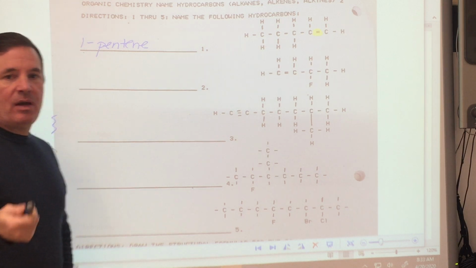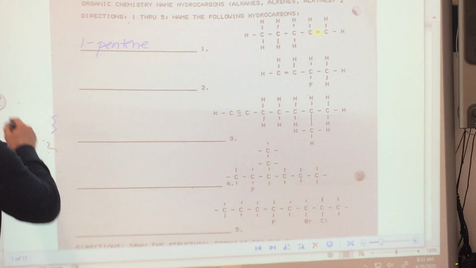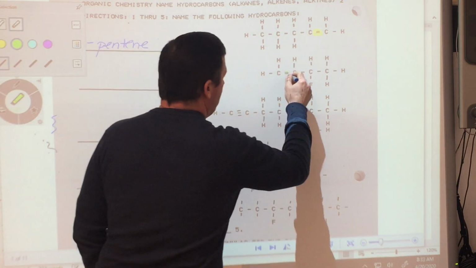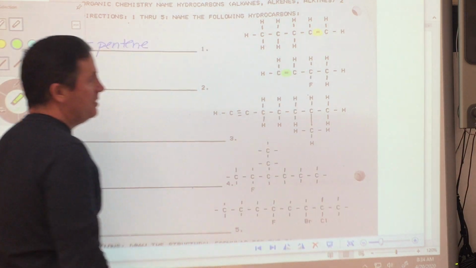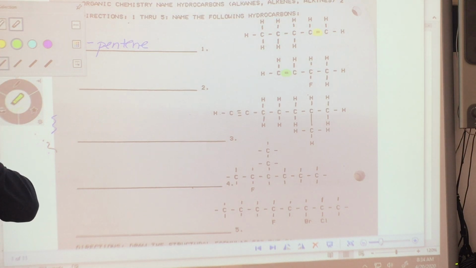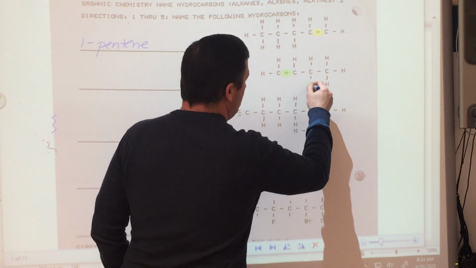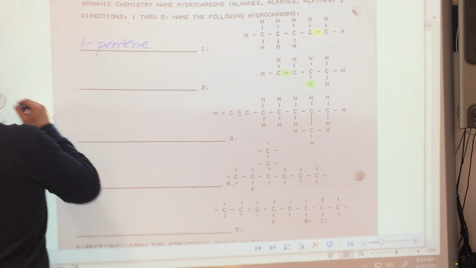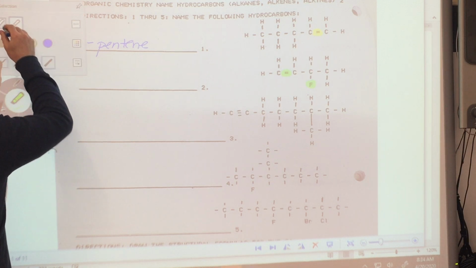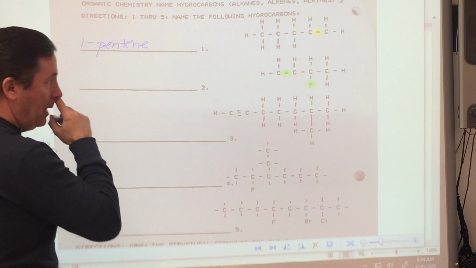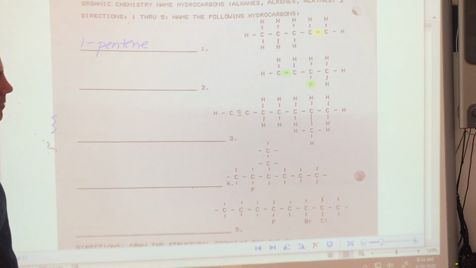Number 2. Step 1, is there a double or a triple bond? Yes, there is. You can see it. The double bond is here. Second question, are there any substituent groups? Here's a substituent group, the fluorine. So, because I've got that, that's going to change my naming. Okay?